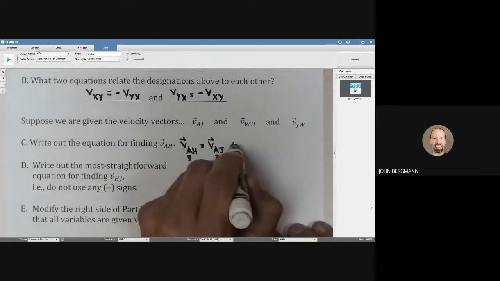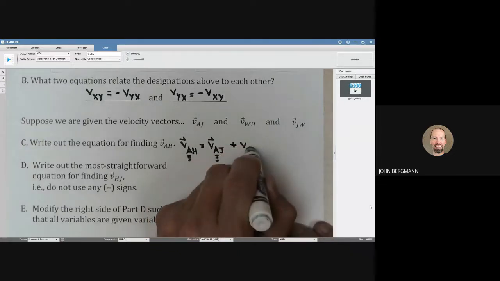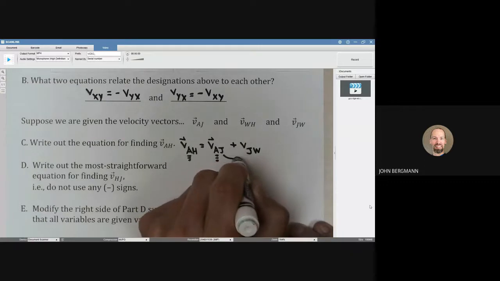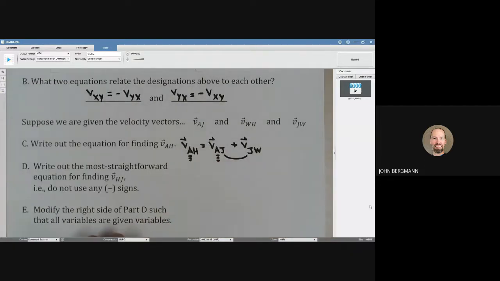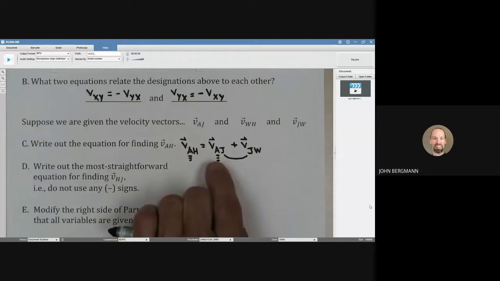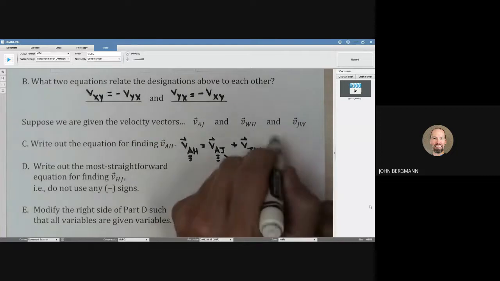And I'll show you a little bit of a visual here. That would be this one, velocity of J with respect to W. And I like to put a little loop there connecting those J's. Now, if we did just that, we would get the velocity of A with respect to W. But that's not what we want. We want the velocity of A with respect to H. So we have to put one more in here.